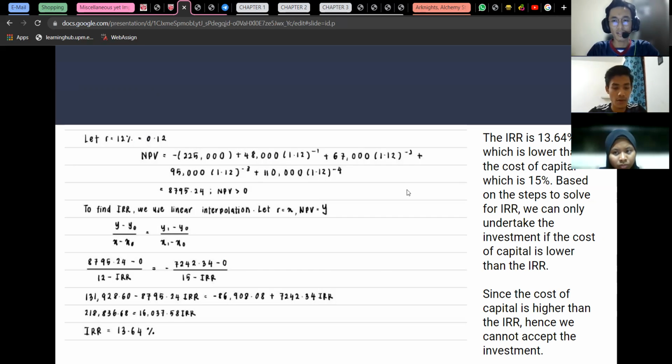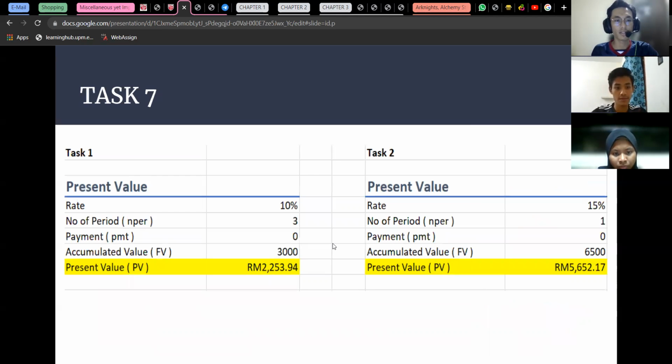The IRR is 13.64%, which is lower than the cost of capital in the question just now, which is 15%. And based on the steps to solve for IRR, we can only undertake the investment if the cost of capital is lower than the IRR that we calculated. So since the cost of capital is higher, which is 15%, than the IRR, which is 13.64%, we can accept this investment. And that is all for task 6.